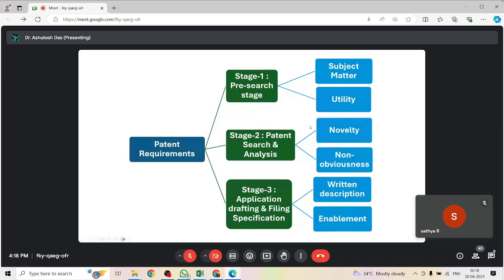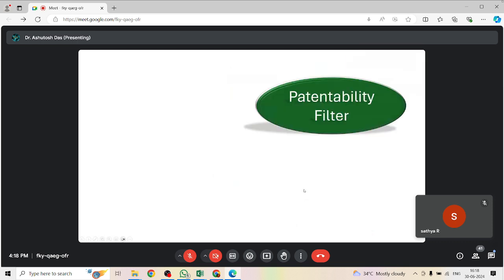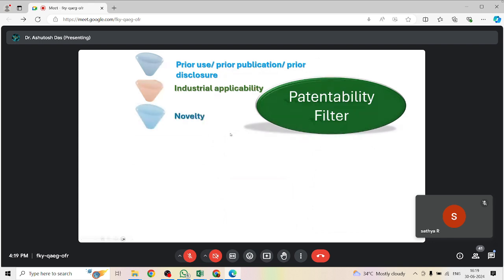We don't have to go further, and we take the second stage. Novelty, non-obviousness, written description, and enablement. So the filter is like this. Prior use and publication: if you disclosed before already, then you remove that. Not disclosed, then you go for the next one. Industrial applicability: utility I told for the first one. If it is applicable, then go to the next one.